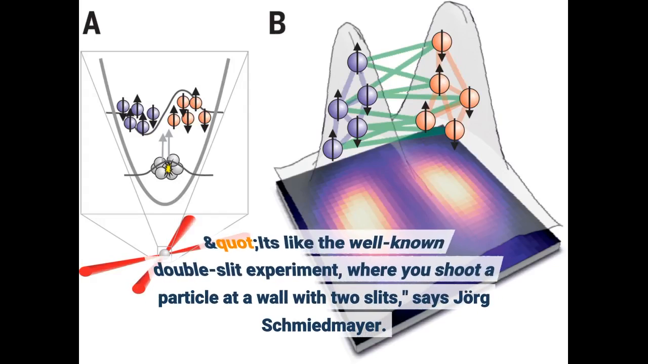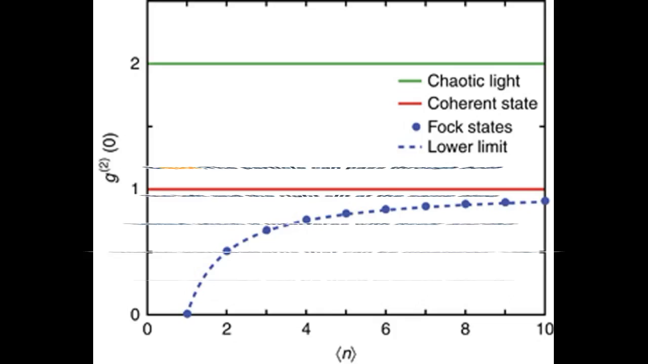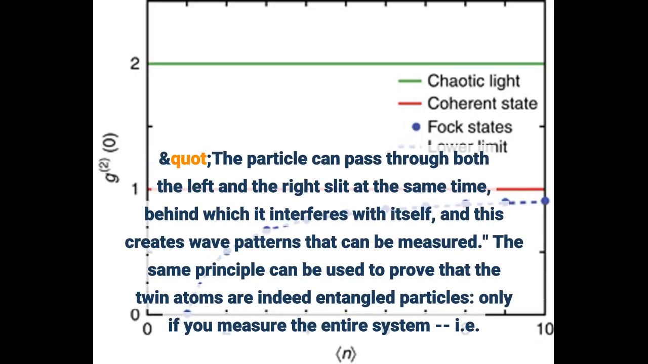It's like the well-known double-slit experiment, where you shoot a particle at a wall with two slits, says Jörg Schmiedmayer. The particle can pass through both the left and the right slit at the same time, behind which it interferes with itself, and this creates wave patterns that can be measured.